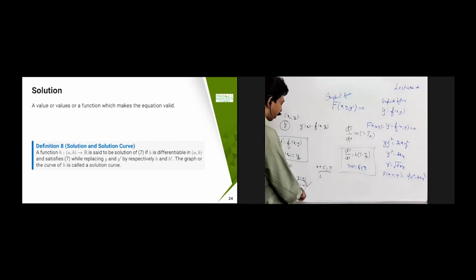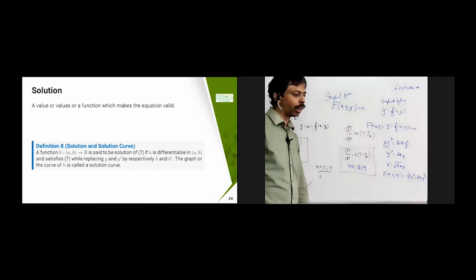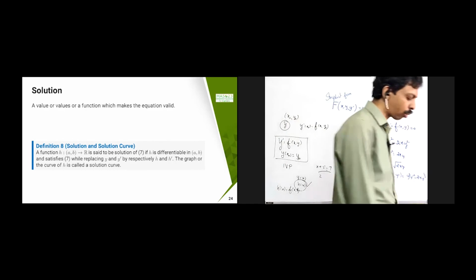Now, once you find this h of x, you can draw a curve for that, because x is an independent variable. So therefore, h of x you can draw. That we call a solution curve. That h is called a solution curve.